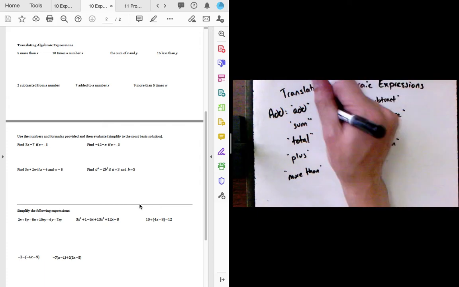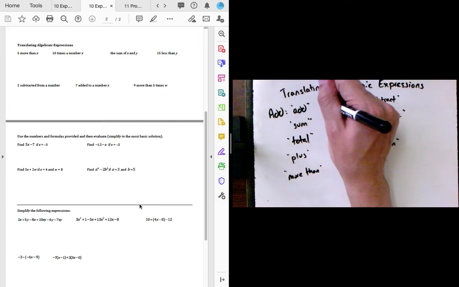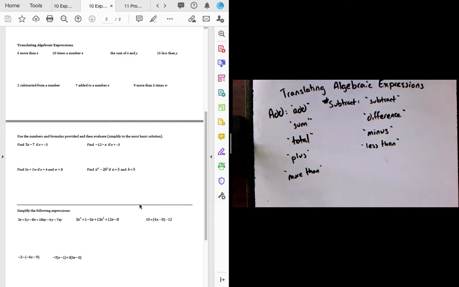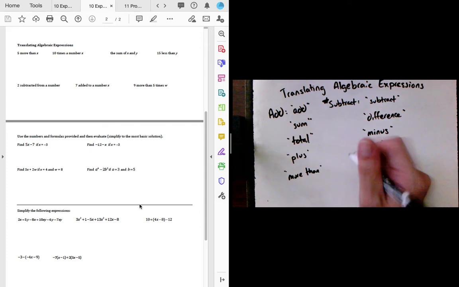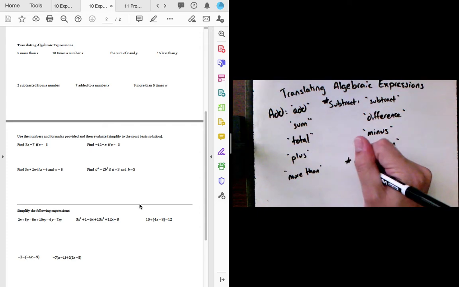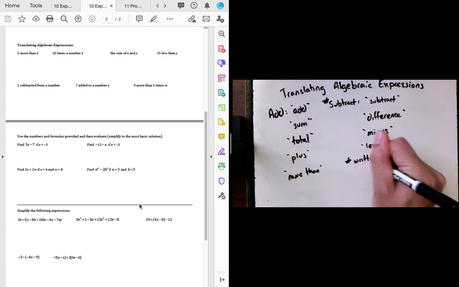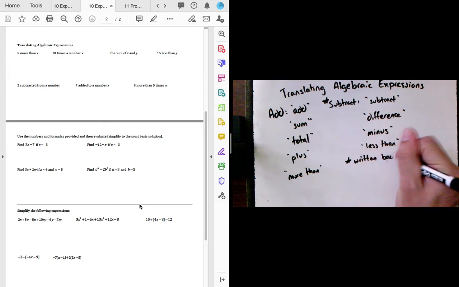I'm going to put a star here by subtraction because it's a little bit different than the other four operations that we're going to be looking at. Subtraction usually is written backwards. We're going to do an example where we see that. It doesn't matter too much in addition because it is commutative. 3 plus 7 is the same as 7 plus 3. But in subtraction, that order does matter. So we have to be really careful in the way that we write it out.